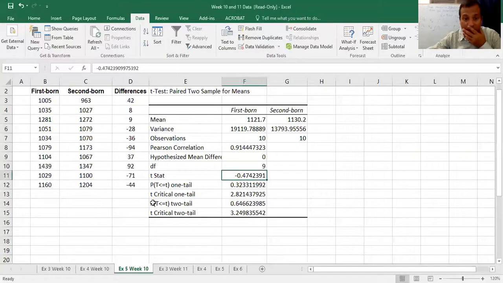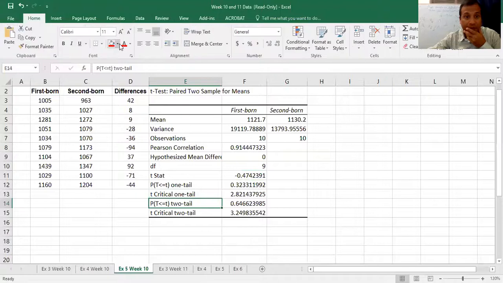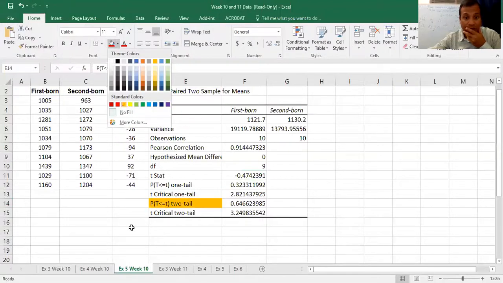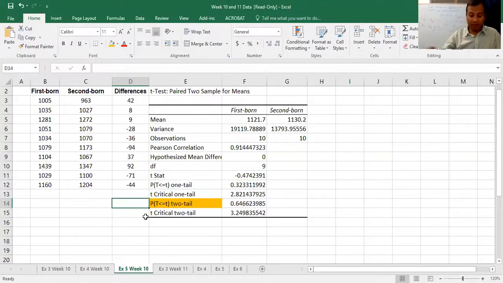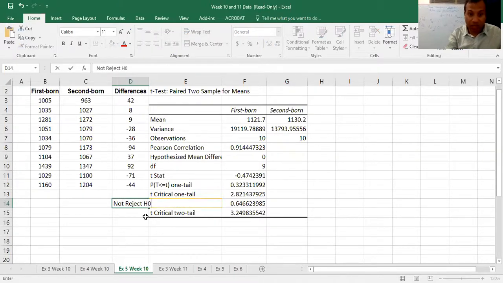Going back here in the Excel sheet, using this P value, I'm highlighting here, the two-tail P value. We got a P value which is greater than 0.01. So we could say, not reject. I'm writing here, not reject H naught.